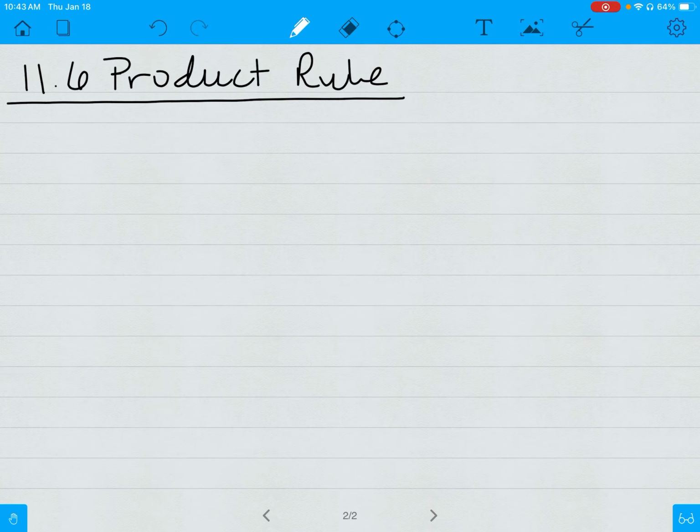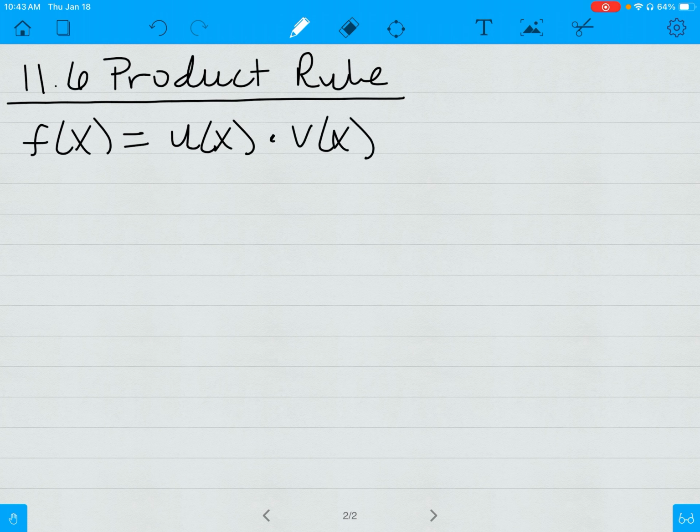In this video, we're going to be looking at the product rule for derivatives of functions. And the product rule comes up if we have a function, f of x, that is the product of two other functions. Let's call them u of x times v of x. And we want to find the derivative, f prime of x, of that function.